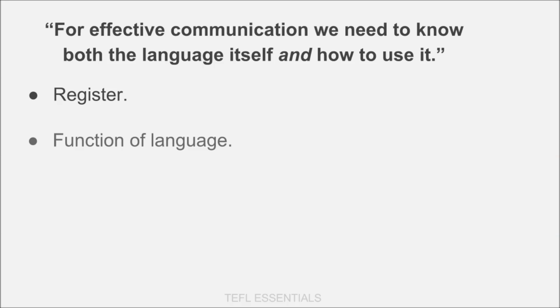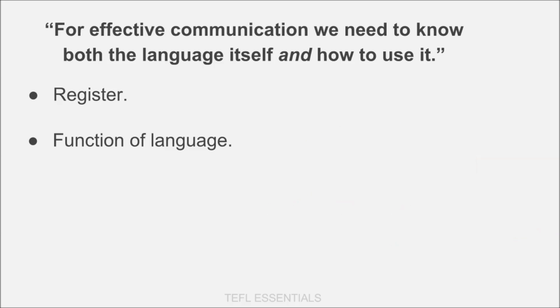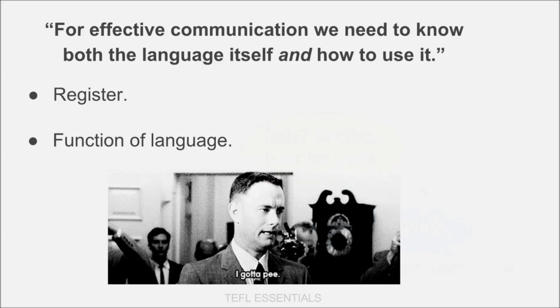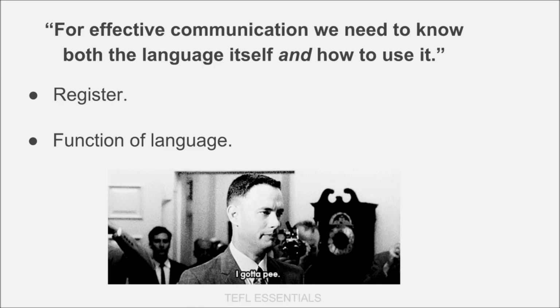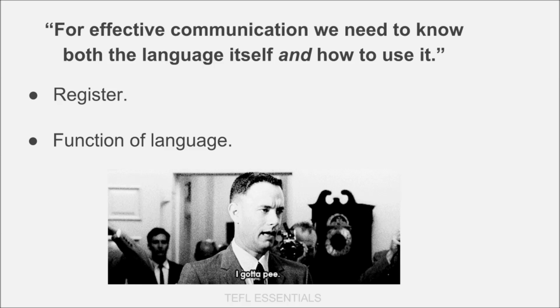We must also be aware of language functions. It's easy to identify the function of this question, to offer a beer, and Sue's response, accepting the beer. But the way we use English isn't always so clear. Once again, this person uses language to offer a beer, but Bob's response could cause confusion to language learners, as its function, to refuse the offer, is less obvious. Misunderstanding language function can hinder effective communication, and is partly why this scene from Forrest Gump amuses us.